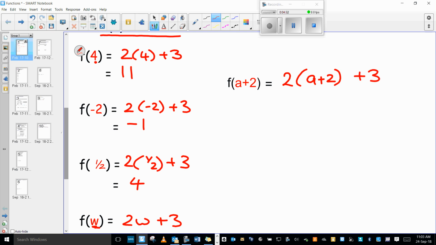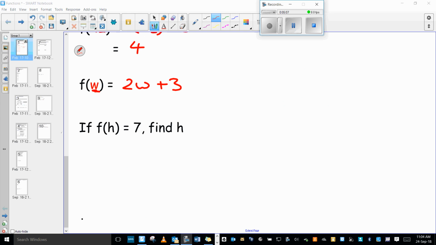Okay? Then you will expand and simplify if possible. So Dinah, can you expand this one, please? 2a plus 4. This question is written slightly differently. Okay, this said f(h) equals 7.